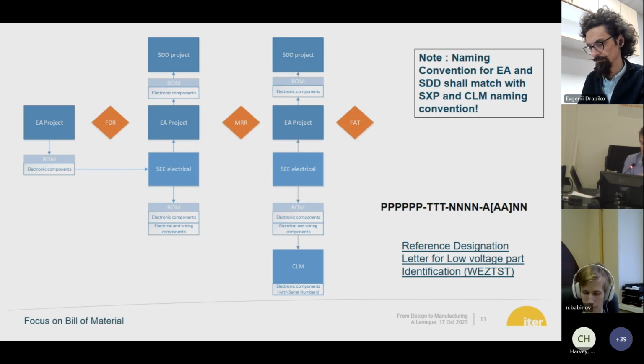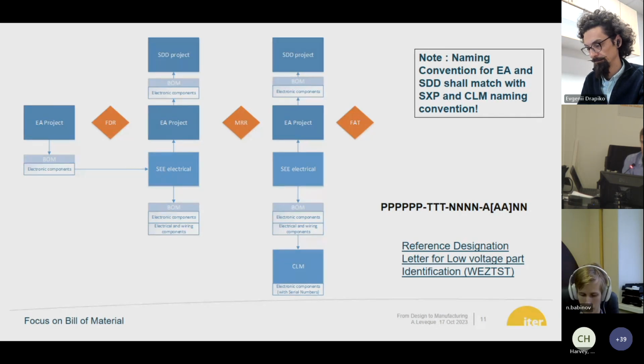Which is then used once you have manufactured the cubicle. Each component needs to be stored in a database with the serial number. So before MRR, it's still a design, so it's not a real product. It's not a real component. It's a wish, let's say. Once you start to manufacture, you have ordered your components, so you know their serial numbers, and each has a particular serial number, and it needs to be recorded in CLM.